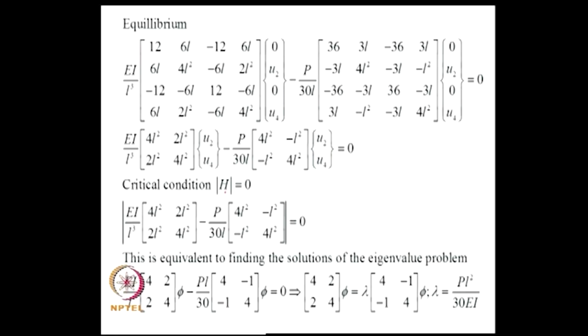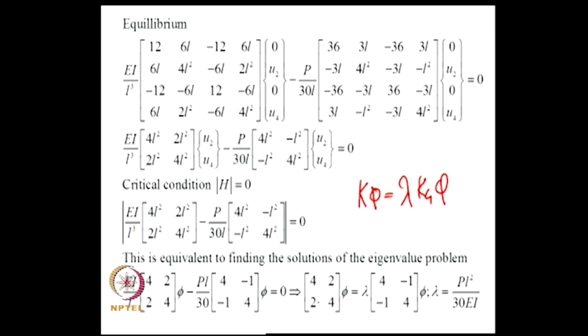Now the critical condition is given by determinant of Hessian matrix to be 0, and that leads to this condition. So finding this condition is in fact equivalent to performing an eigenvalue analysis of K and Kg. That means we need to perform this eigenvalue analysis.